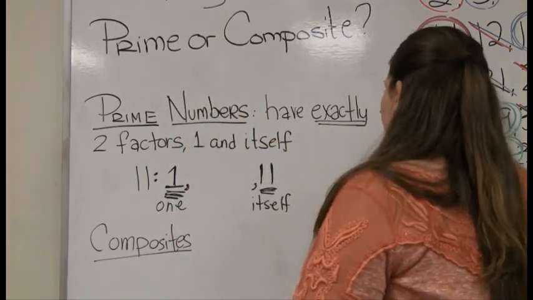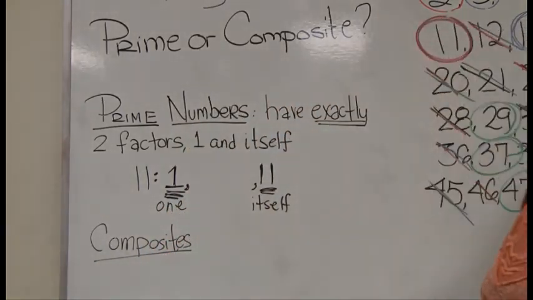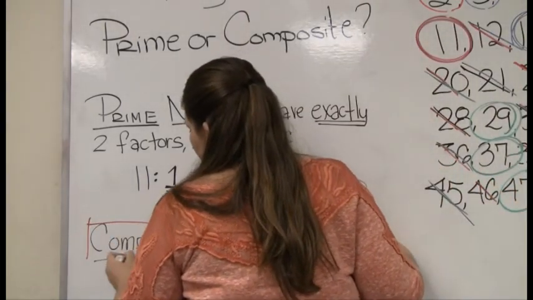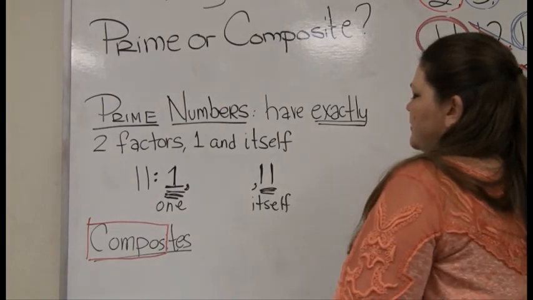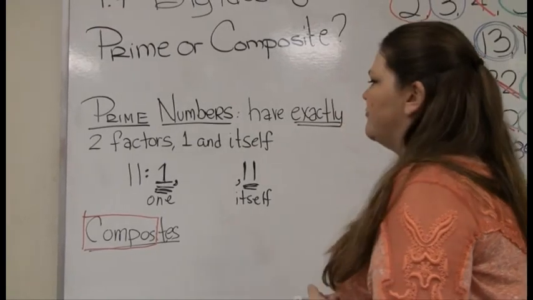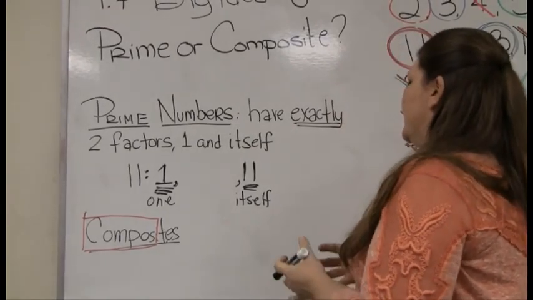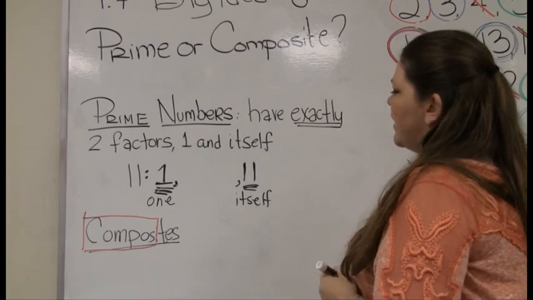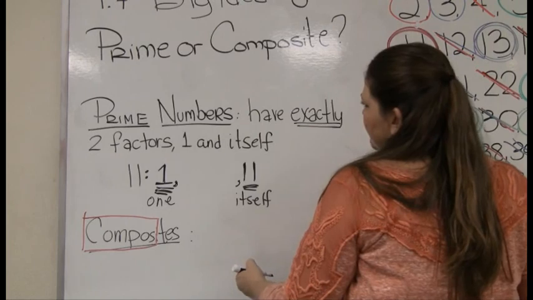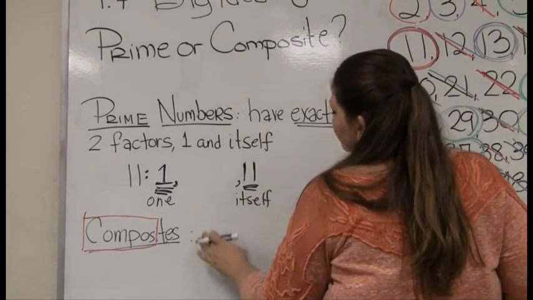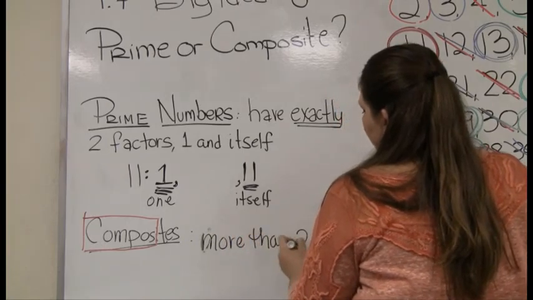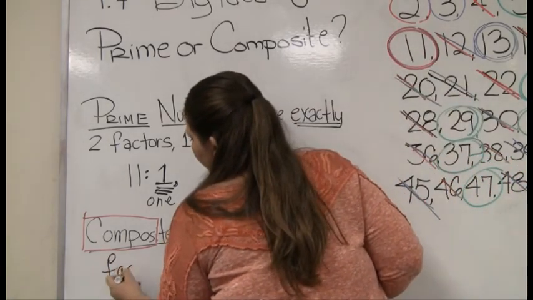Now, that's a long word, but what you're going to notice in the word composite is it kind of looks like the word compose. And to compose means to make or to build. So like if you compose a musical piece, then you've built a piece of music. And so a composite number is made or built of other numbers. It's got other factors inside of it. So a composite number is a number with more than two factors.